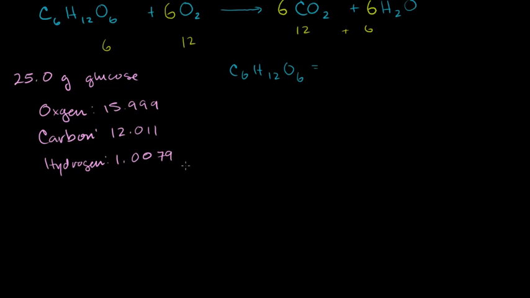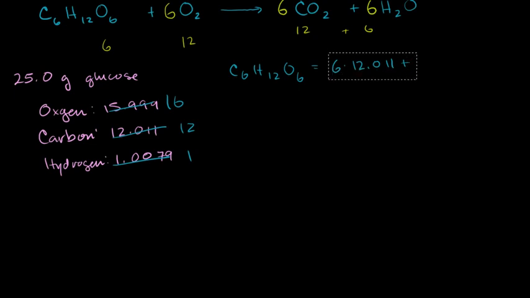C6H12O6, it's going to be equal to 6 times 12.011, plus 12 times hydrogen. Just to keep things simple, let me make this into 16, this into 12, and this into 1. That's going to make our math a lot easier.